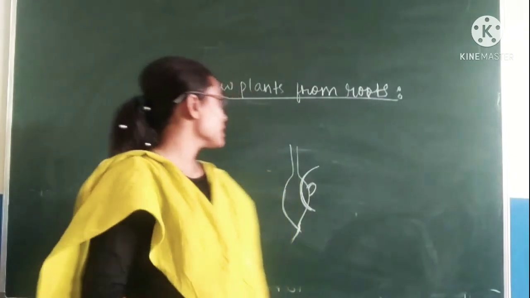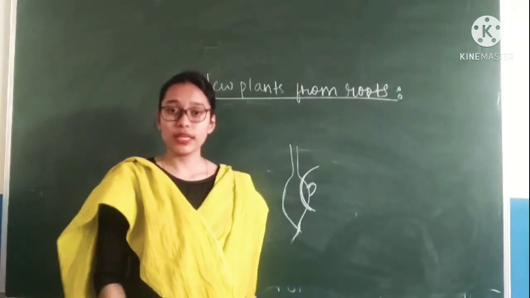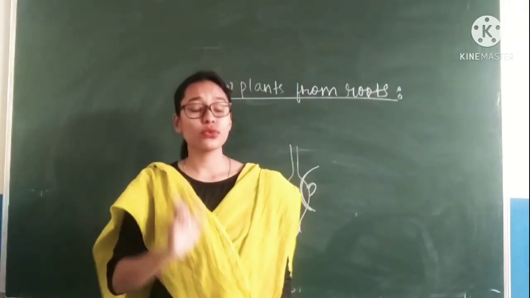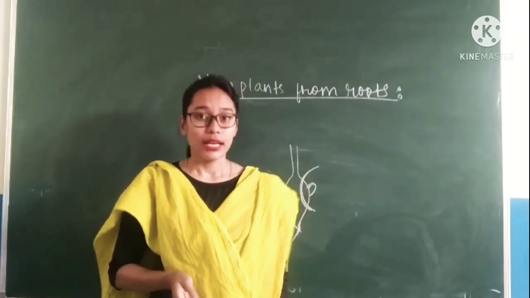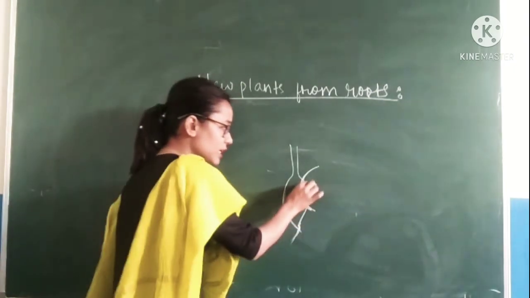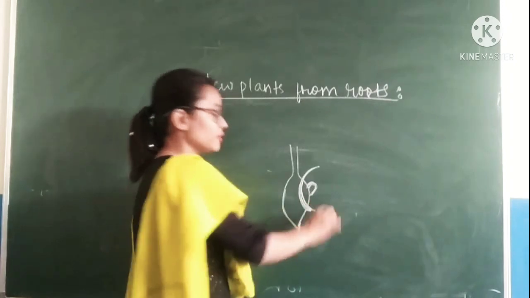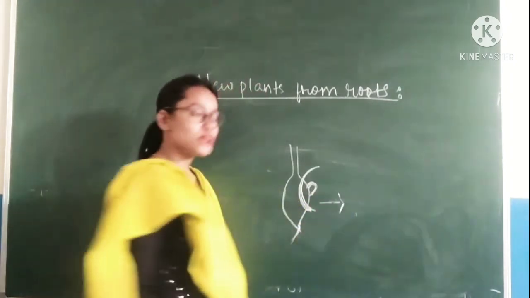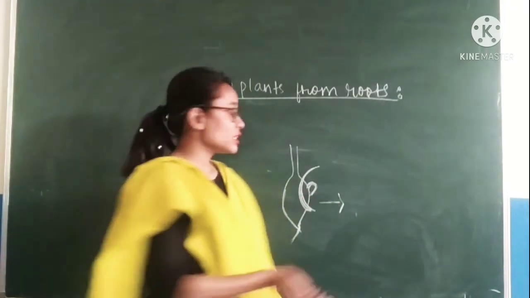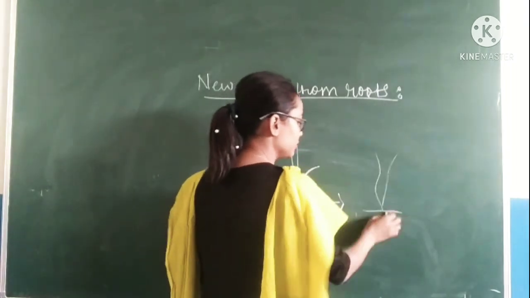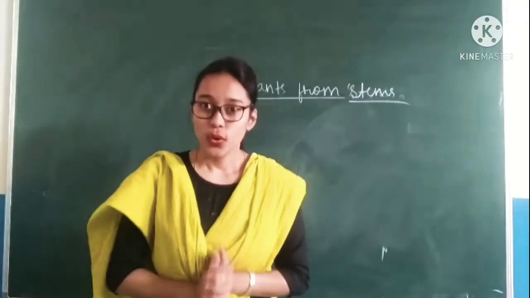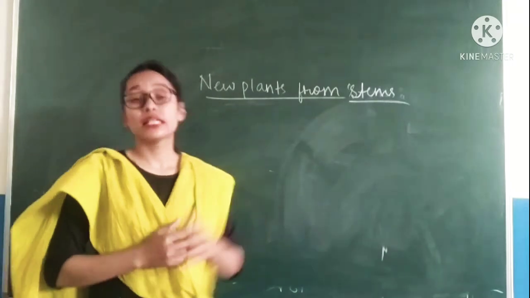Okay students, now we will see how a new plant grows from root. You see, some plants like beetroot and carrot store their food in the root. The root is the edible part which we eat, isn't it? Now, in the root some small buds are present. If we cut this bud along with a small portion of the root and plant it in soil, and if it gets proper air, water, sunlight and warmth, it will grow into a new individual. So, in this way the plant grows from root.